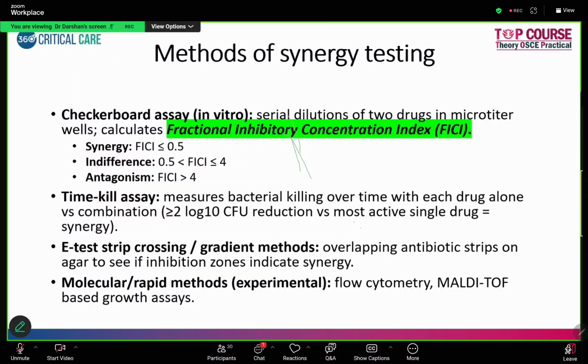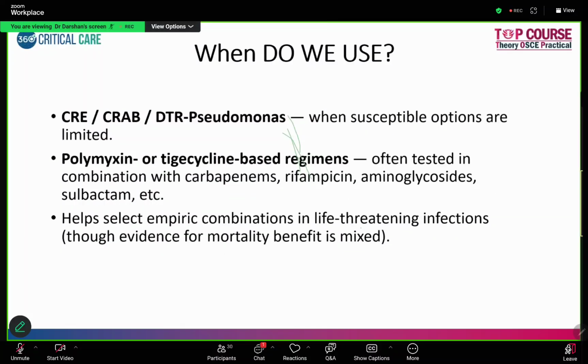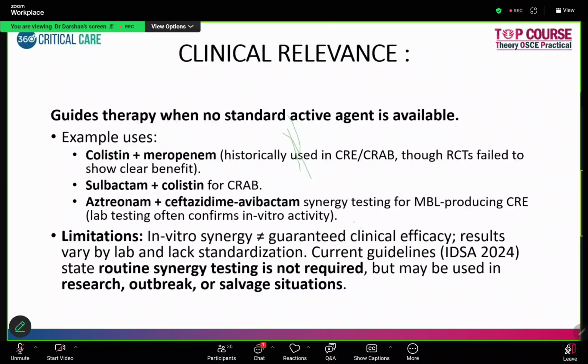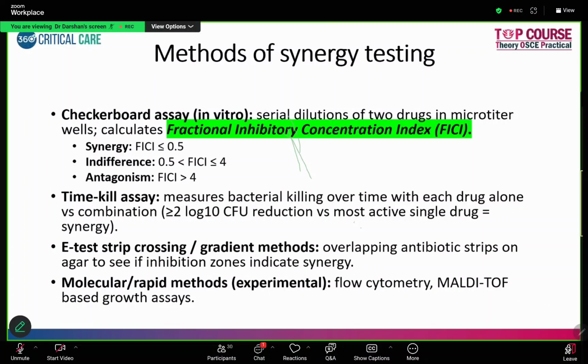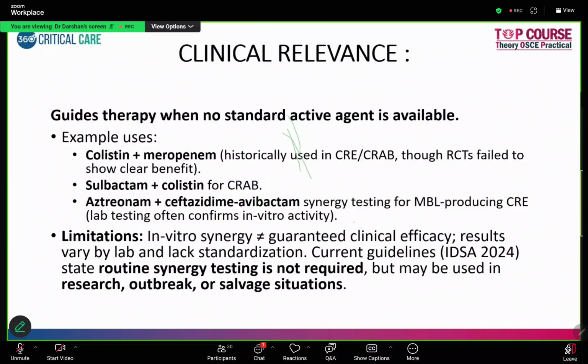So remember, synergy testing is done for difficult to treat organisms, especially Pseudomonas, CRE, and CRAB. Usually they use a checkerboard, time to kill assay, E-strip, or molecular methods. As I told you earlier, it is for CRAB and CRE, to see whether colistin plus meropenem has some effect, sulbactam plus colistin for CRAB, and aztreonam plus ceftazidime avibactam for MBL, that is your NDM type of resistance.